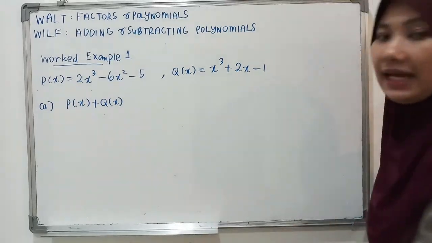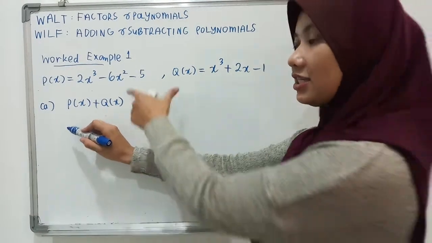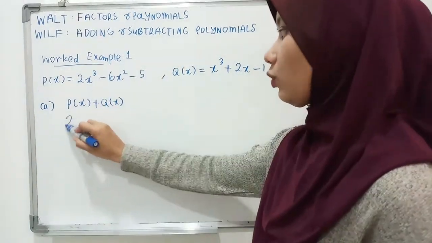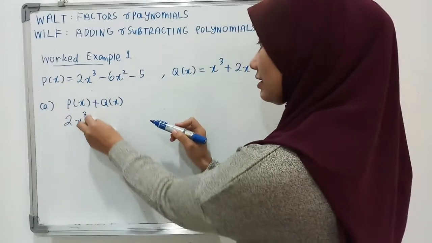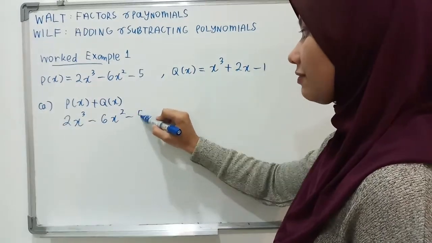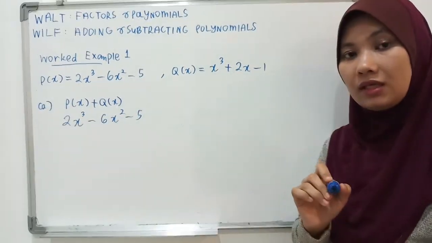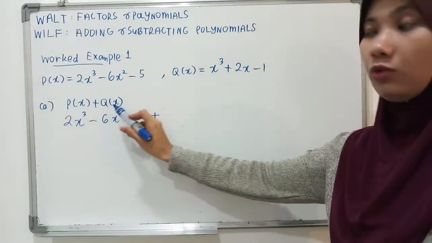First example, px plus qx. Okay, so px is just, can I just rewrite everything, put inside the equation, 2x cubed minus 6x squared minus 5. So that is my p. Okay, and then plus my q.